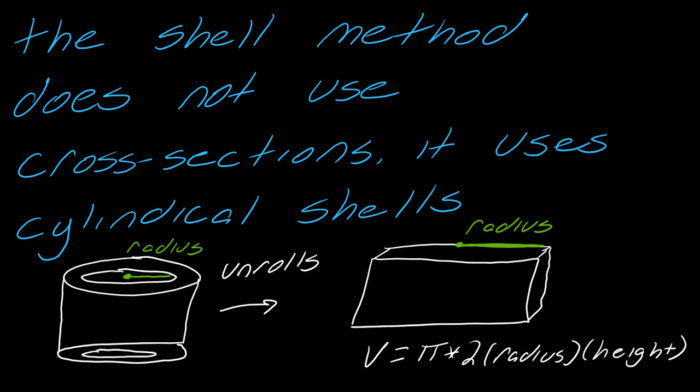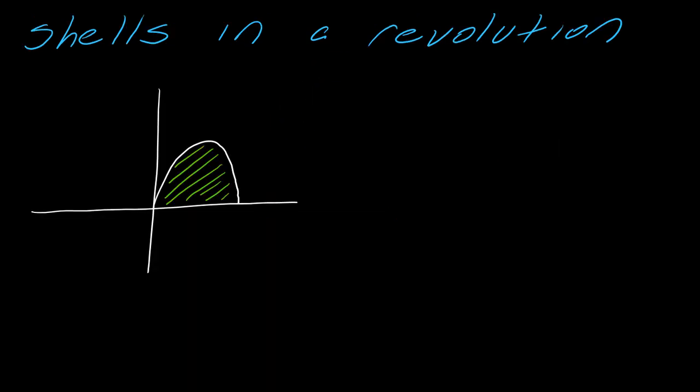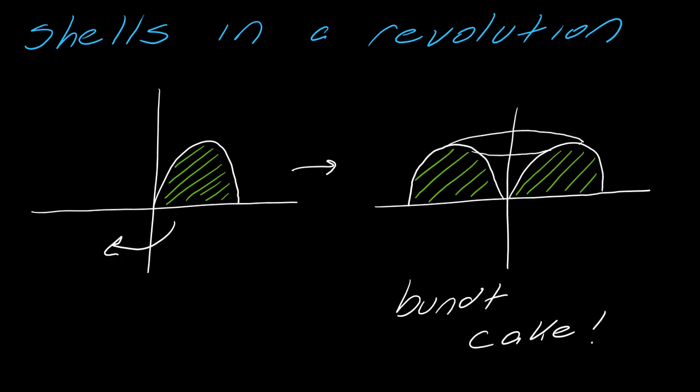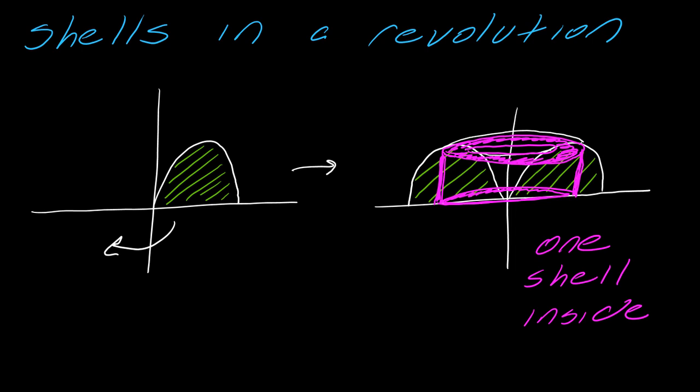All right, so let's talk about now how that translates when we're talking about a revolution. So I've got this shape here, and I rotate it around to make my little bundt cake. And so the thing here is it's a different way of calculating the volume. So how does my shell fit in here?